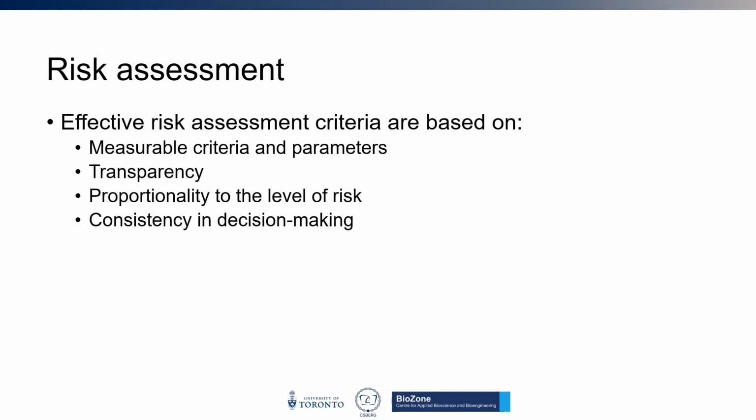There needs to be proportionality of risk. What that means is that your mitigation strategies need to be proportional to the level of risk that your technology poses. So for a low risk item, you will have fewer mitigation requirements as opposed to a high risk technology. And effective risk assessment requires consistency in decision making. It's very much about setting a set of rules that are to be applied across all the products that are regulated by a certain risk assessment model.